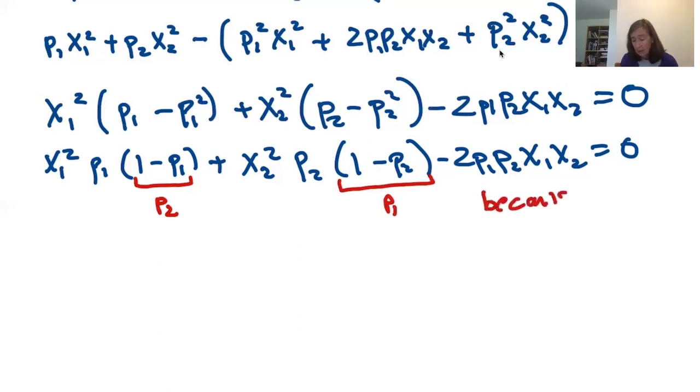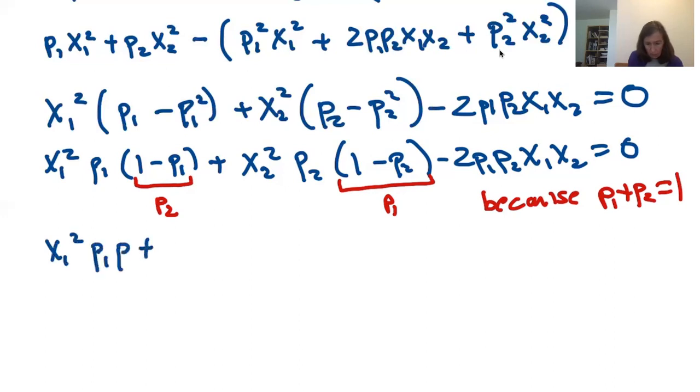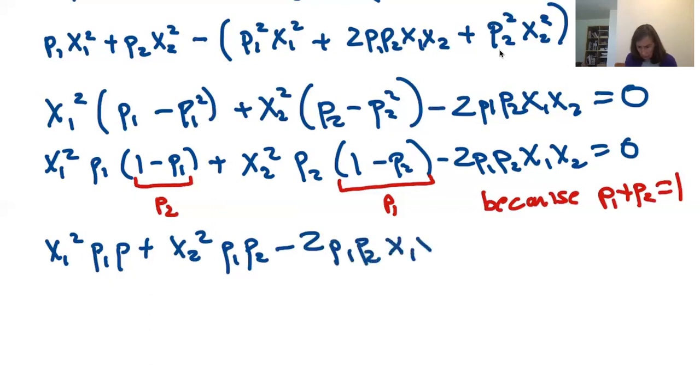Because p1 plus p2 equals 1. They're not probabilities if they don't equal 1. So I'm going to substitute that. So I have x1 squared p1 p2 plus x2 squared times p1 p2 minus 2 p1 p2 x1 x2, that whole thing equals 0. Well, now look at that.